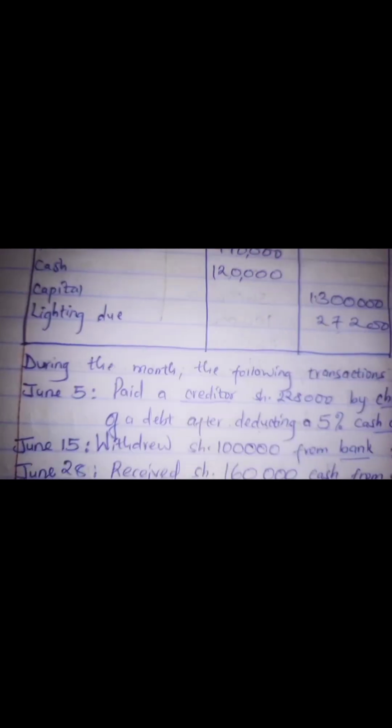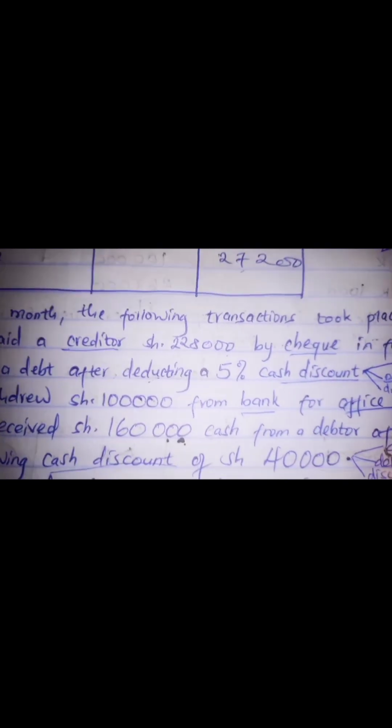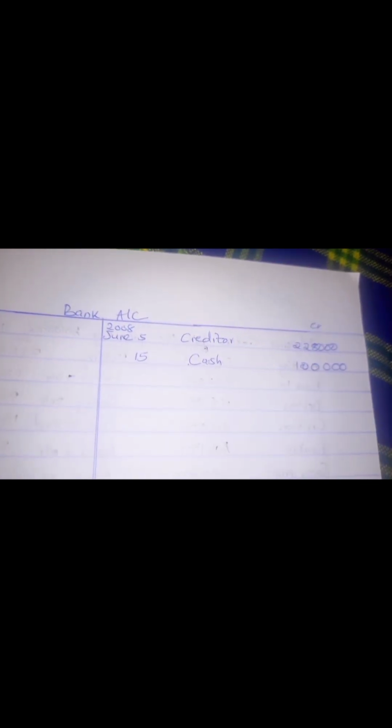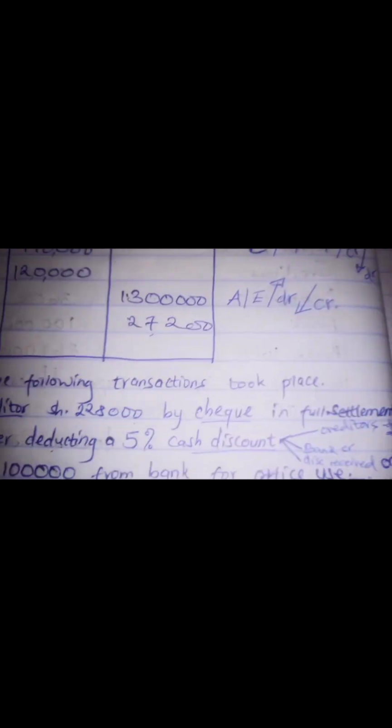Then we come to the second transaction on June 15th. The account is bank, and we record on the credit side. We have a bank account again, so there's no need to open another one. Date 15. Yes, money reduced. Where did it go? To the cash till for office use. So cash, how much was withdrawn? 100,000.